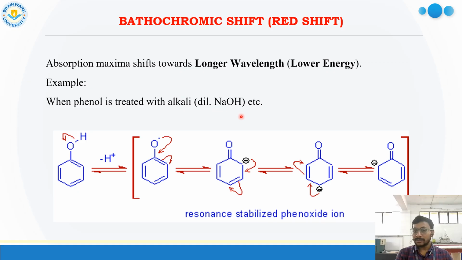When it is treated with dilute alkali, phenol is deprotonated and phenoxide anion is formed. Phenol itself also has resonating structures, but because of the negative charge after deprotonation, the resonance becomes stronger. Because of greater resonance, the absorption maximum moves towards the right, that is towards longer wavelength. So a bathochromic shift or red shift is seen.